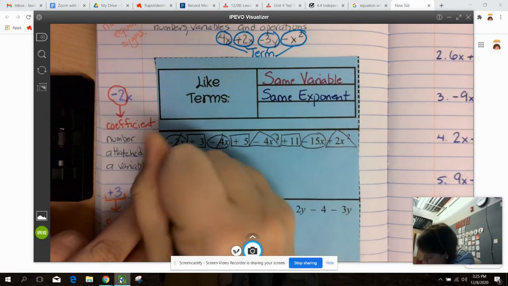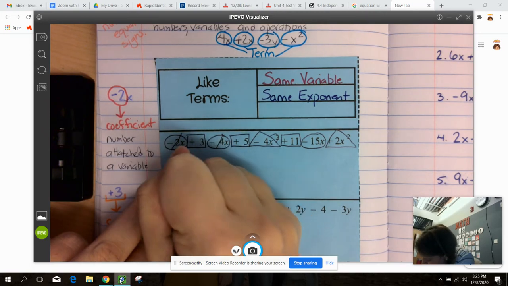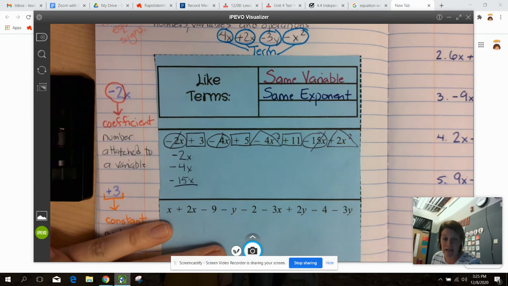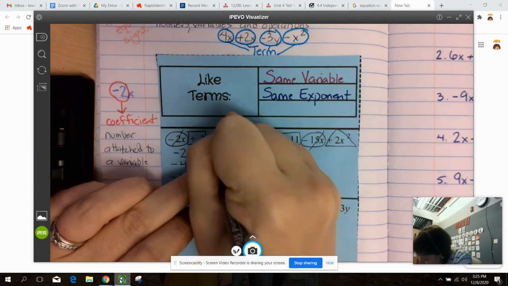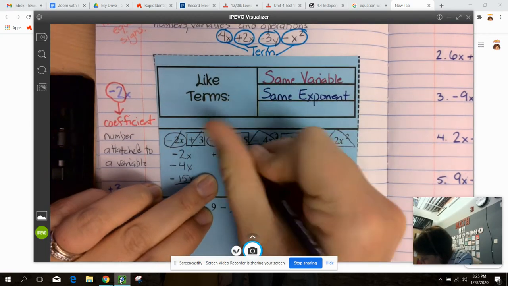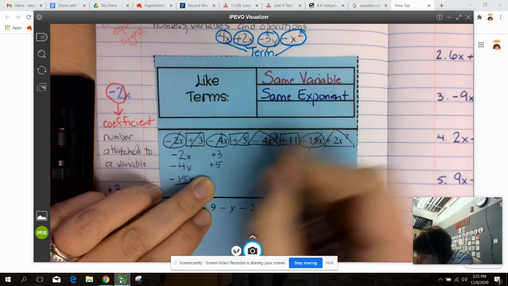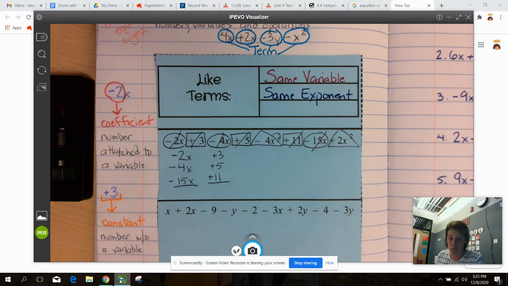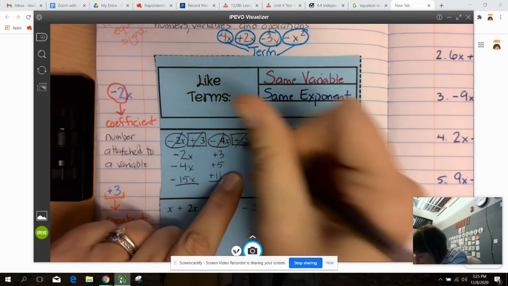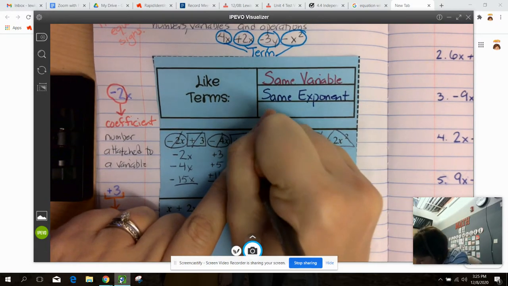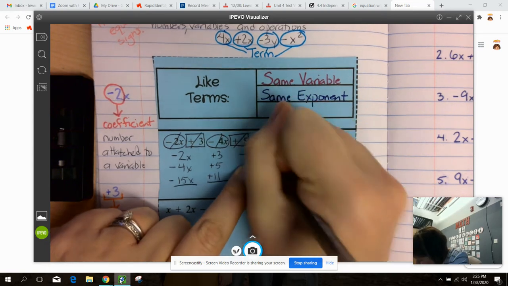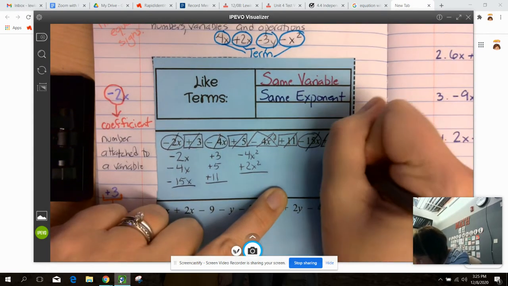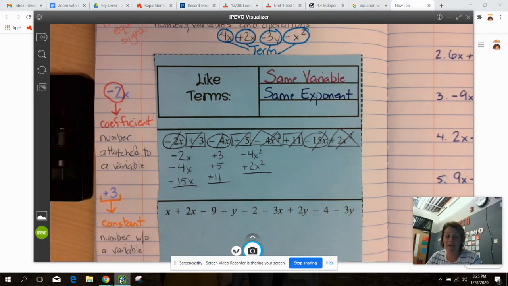Look for another circle. There's one, and a -15x. So I have grouped all of my x terms. Next, I'm going to go to the constants. I have a +3, a +5, and a +11. So I have put those together. Now I have my x squared term. I have a -4x squared and a +2x squared. So I have now got that.